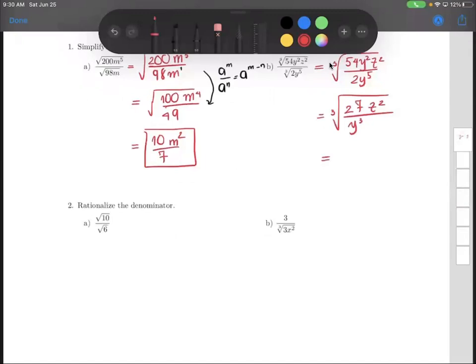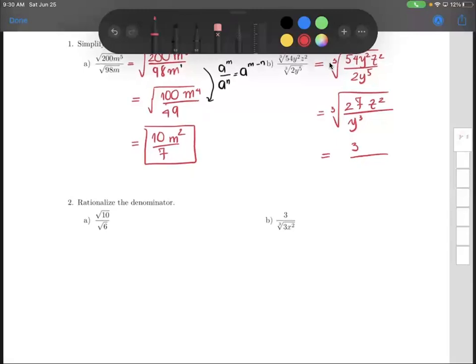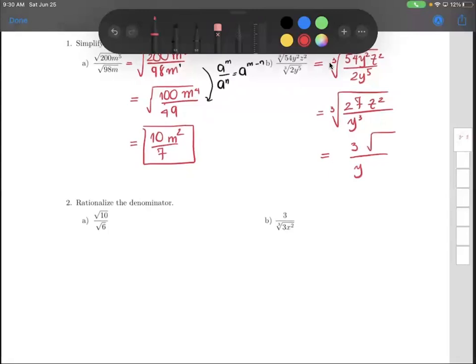Now, simplify factor by factor. What is the cube root of 27? 3, right? What is the cube root of y cubed? Well, y. However, we cannot take the cube root of z squared because the exponent is smaller than the index. You cannot simplify it, so just rewrite it as is, the cube root of z squared. So the z term is still under the cube root.